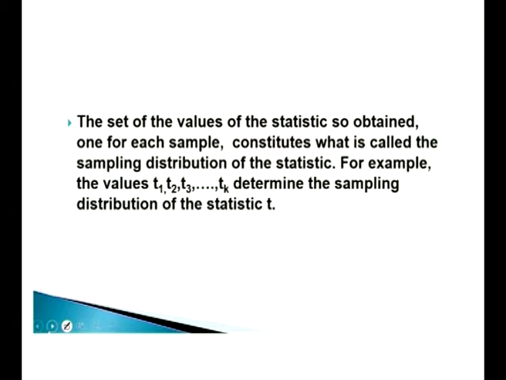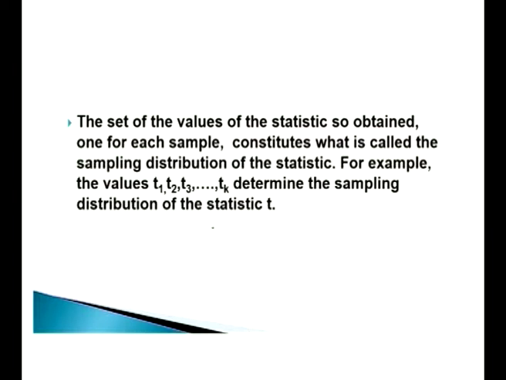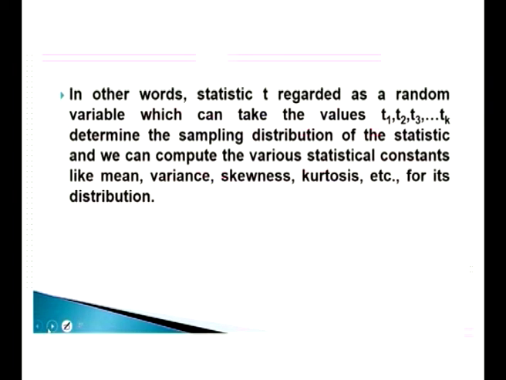The set of values of the statistic so obtained, one for each sample, constitutes what is called the sampling distribution of the statistic. For example, the values T1, T2, etc. up to Tk determine the sampling distribution of the statistic T. In other words, statistic T is regarded as a random variable which can take the values T1, T2, T3, etc. up to Tk. And we can compute various statistical constants like mean, variance, skewness, kurtosis, etc. for its distribution.